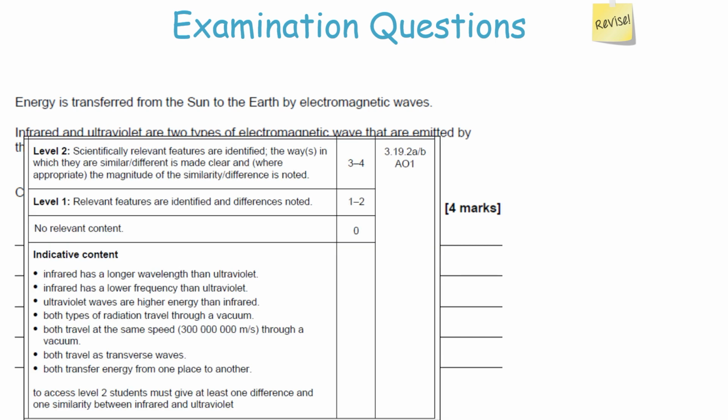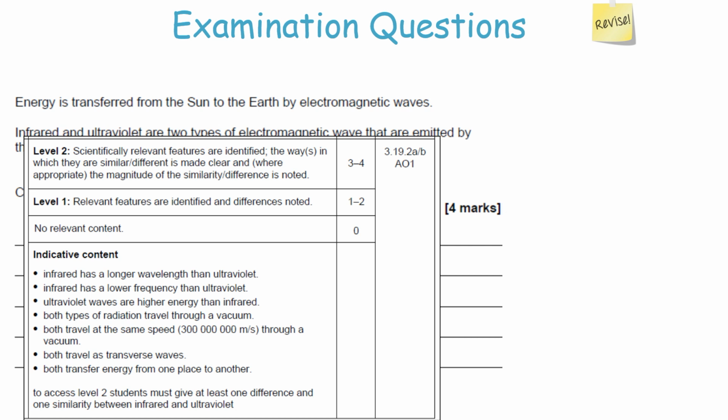Infrared has a longer wavelength than ultraviolet, so infrared will have a lower frequency than ultraviolet. So therefore infrared transfers less energy every second than ultraviolet. So there are our comparisons between wavelength, energy and frequency, which you should really know for all the different types of electromagnetic waves in the spectrum. But what are the commonalities?